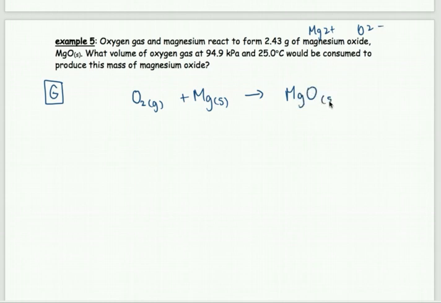And it's a solid. From there, we're looking at balancing the equation first. We have 1 magnesium, 1 magnesium. We have 2 oxygens, so we have to put 2 here. That changes this to 2 as well. So now we have 2 magnesiums, 2 oxygens. We're balanced. So what information do we have? We know that we have a mass of magnesium oxide, 2.43 grams. And we know that we need to find the volume.